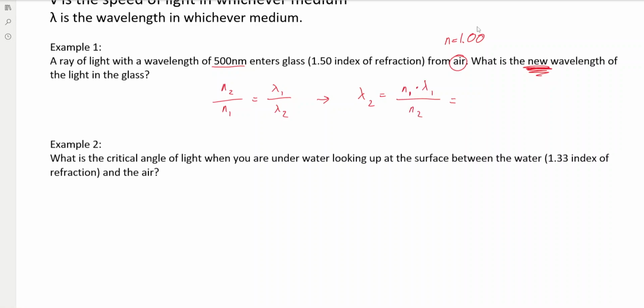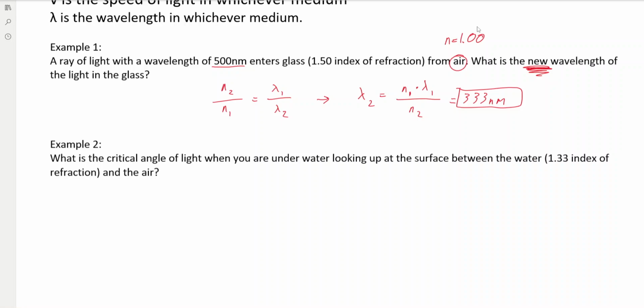Okay, you plug that into your calculator and you get a value of 333.33333 repeating nanometers. And since we have 3 sig digs everywhere, that's what we're going to end with. So the new wavelength of the light in glass is going to be 333 nanometers. Okay, let's try the second one.